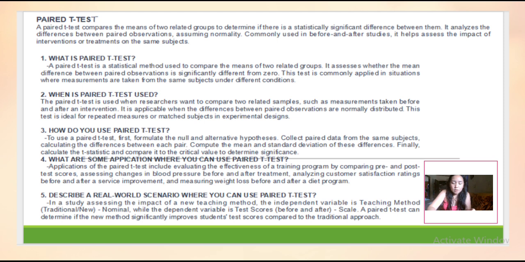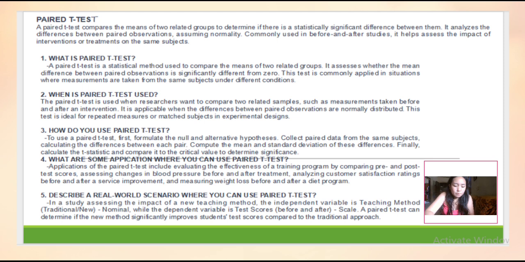Question number 1. What is a paired t-test? A paired t-test is a statistical method used to compare the means of two related groups. It assesses whether the mean difference between paired observations is significantly different from zero. This test is commonly applied in situations where measurements are taken from the same subject under different conditions.